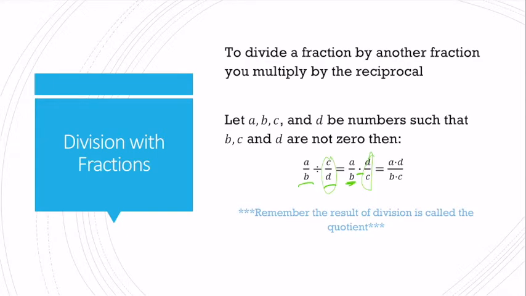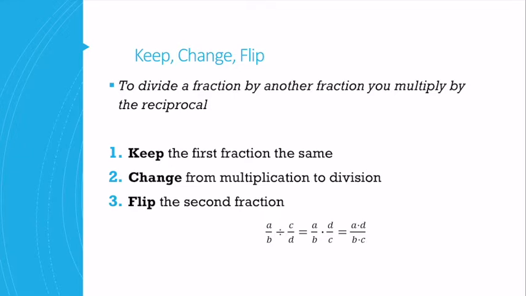So we have a faster way to remember multiplying by the reciprocal, and I call this keep, change, flip. We keep the first fraction the same, we change from division to multiplication, and we flip the second fraction. So we keep, change, flip. I really wish this was like KFC. I think that'd be a lot easier to remember, but math didn't work out that way. So let's work through an example.